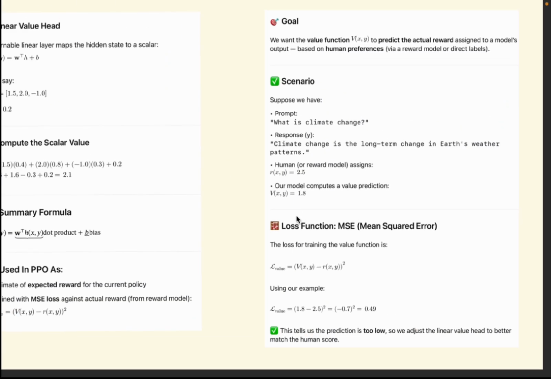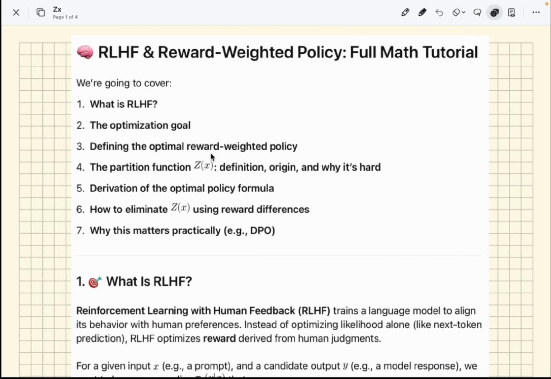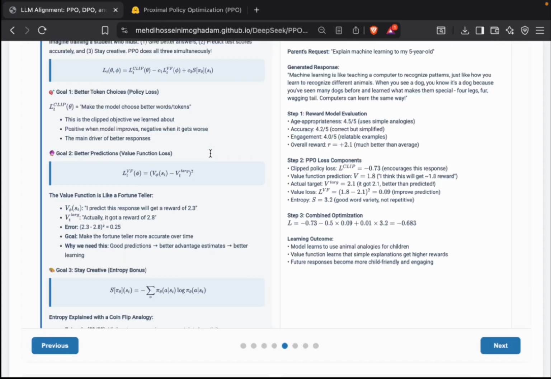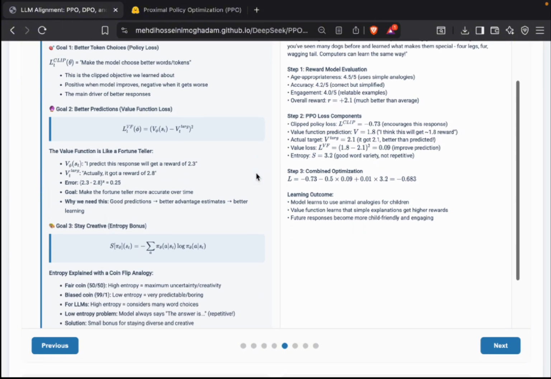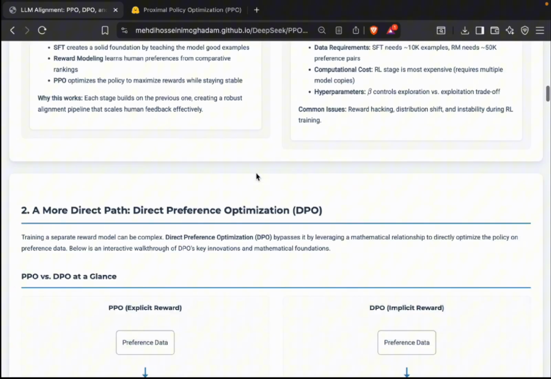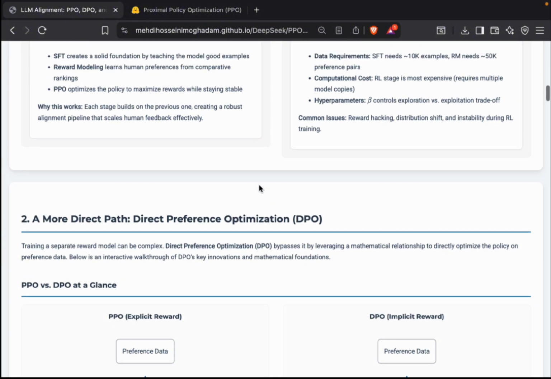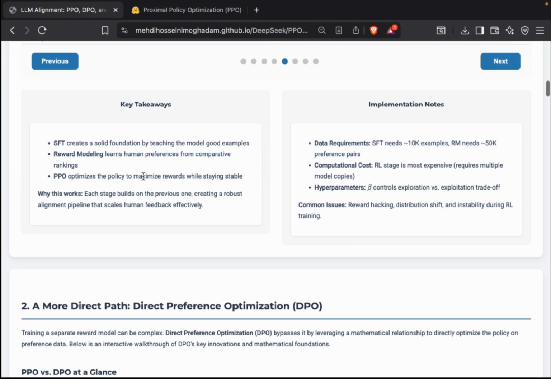So in the next section, I will try to go through DPO. So this was PPO. Then we have DPO, which is direct preference optimization. Let me double check that, yes, direct preference optimization. And how direct preference optimization works technically.